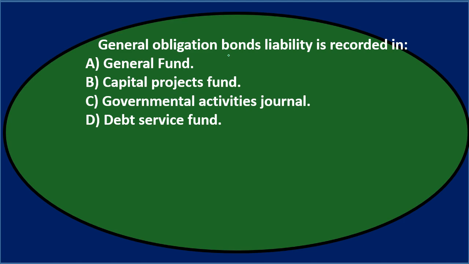So keeping that in mind, if we go through here, we're going to say, is it going to be the general fund? General fund is part of the governmental funds. Modified accrual basis doesn't have long-term liabilities, so it doesn't seem like that would be it. Second one says the capital project fund. It's going to be a governmental fund. Modified accrual basis doesn't typically have long-term liabilities. You wouldn't think that would be it.